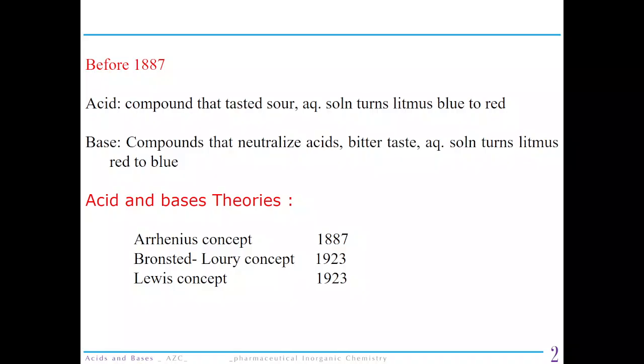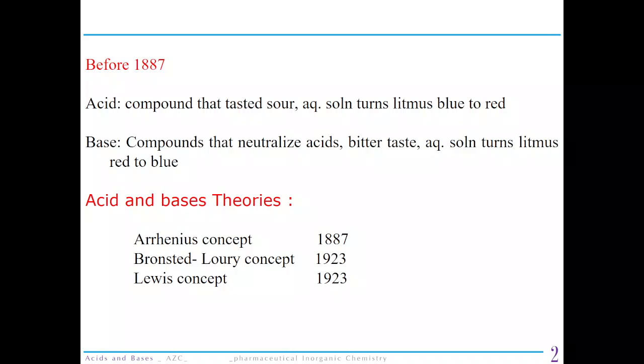Acid is the compound that tastes sour, and the aqueous solution of acid turns litmus paper from blue to red in color. While base is the compound that neutralizes acids, has a bitter taste, and the aqueous solution of base turns litmus paper from red to blue in color.